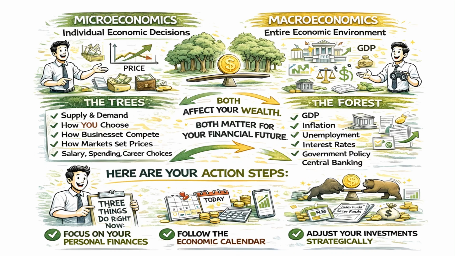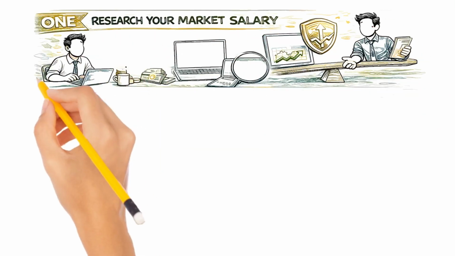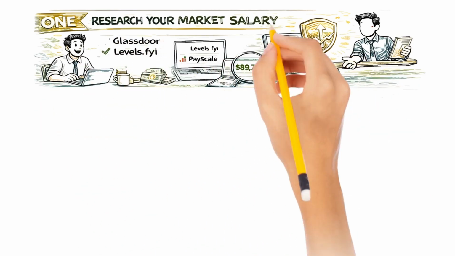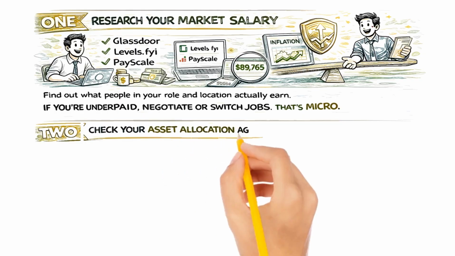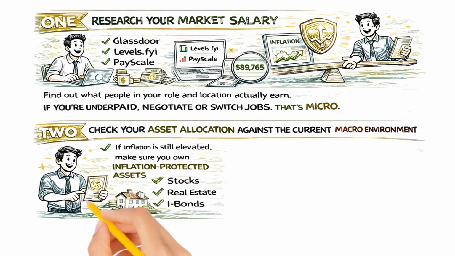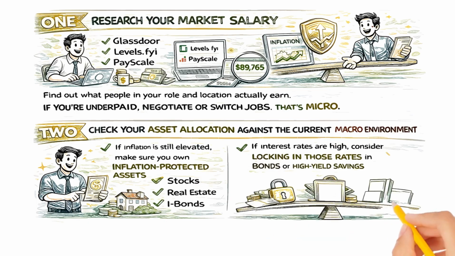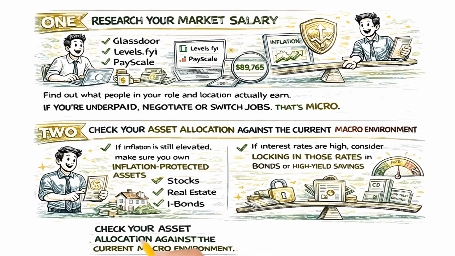Here are your action steps. 3 things to do right now. 1. Research your market salary. Go to Glassdoor, levels.fyi, PayScale. Find out what people in your role and location actually earn. If you're underpaid, negotiate or switch jobs. That's micro.